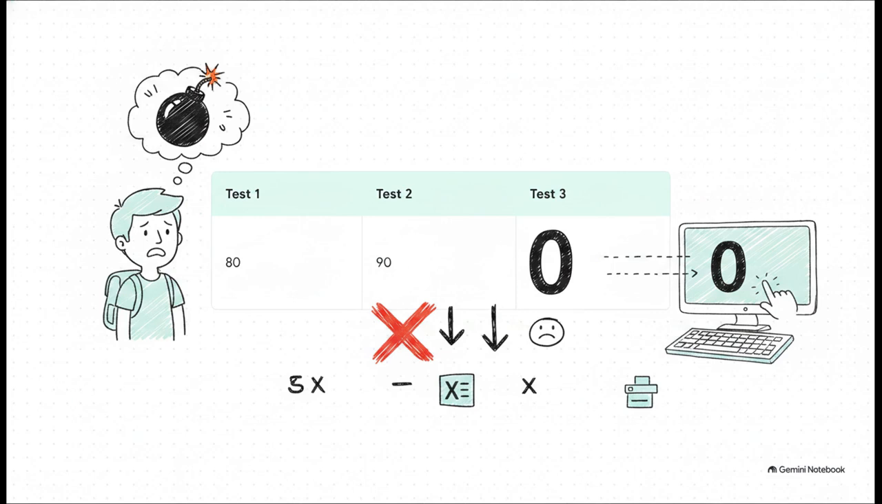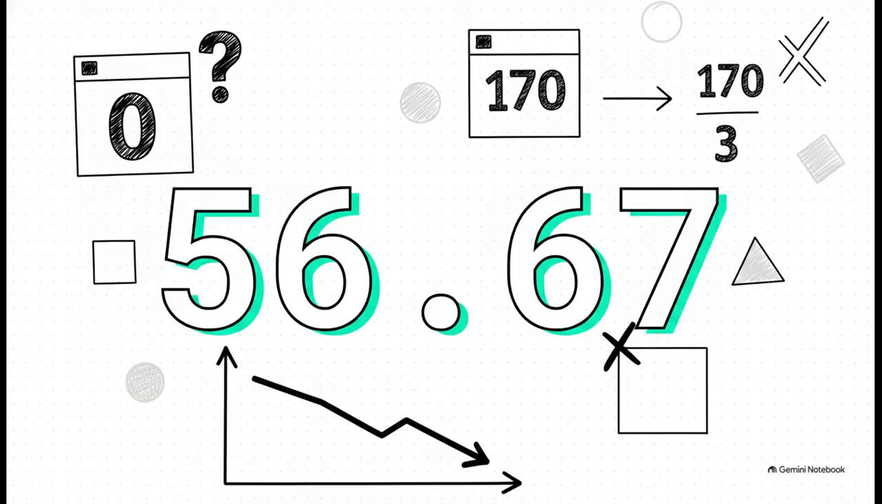But here's where it gets really interesting. What happens when that blank isn't an excused absence, but a totally bombed test? The student shows up, but they score an absolute 0 on test 3. We physically type a 0 into that cell. Ouch! The average plummets to 56.67. Say goodbye to the honor roll.